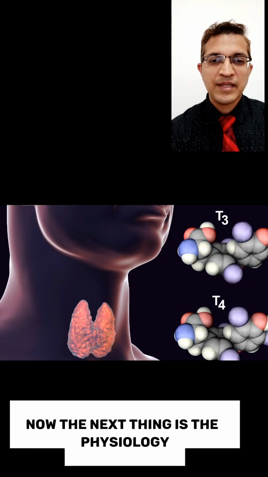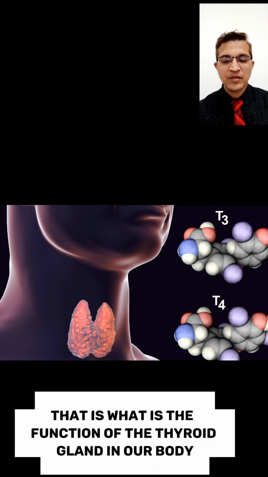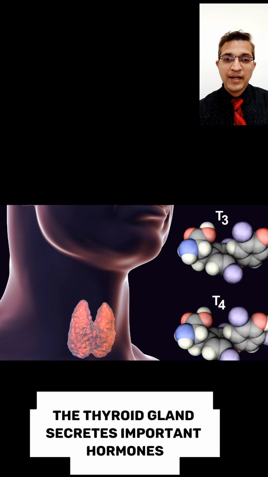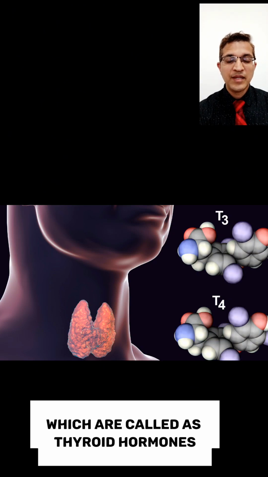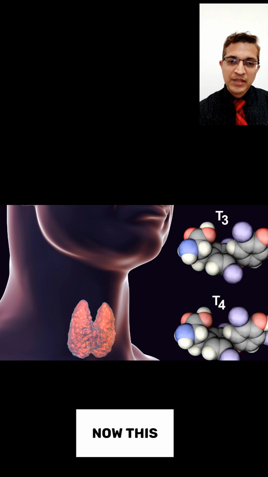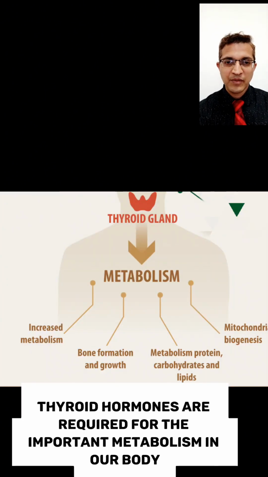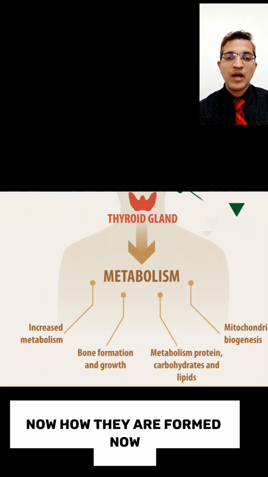The next thing is the physiology, that is what is the function of the thyroid gland in our body. The thyroid gland secretes important hormones called thyroid hormones. These thyroid hormones are required for important metabolism in our body. Now how are they formed?